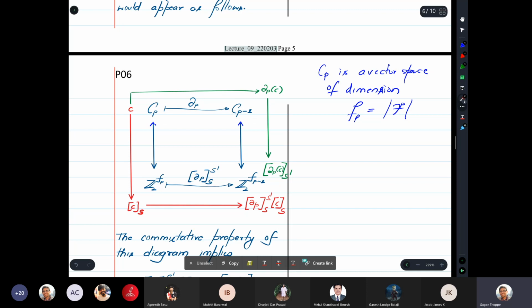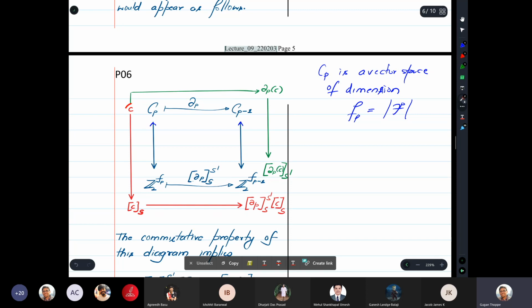I'll soon explain what the standard basis is. So you look at the coordinates of del p of c with respect to S prime. So this is what you will end up with. Notice that this will be a vector made up of ones and zeros, because this is an element of this space, right? So this will be a vector of length fp minus 1 of ones and zeros. And this diagram commutes means that if you traverse this diagram in this direction, you should end up with the same answer. So what does that mean?